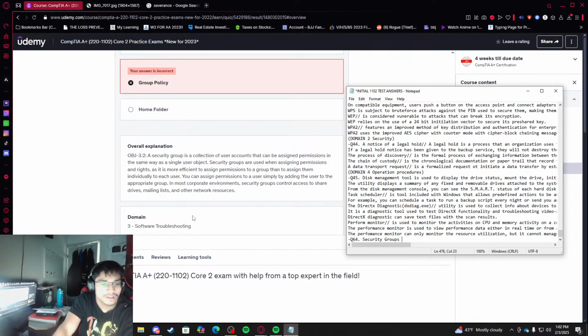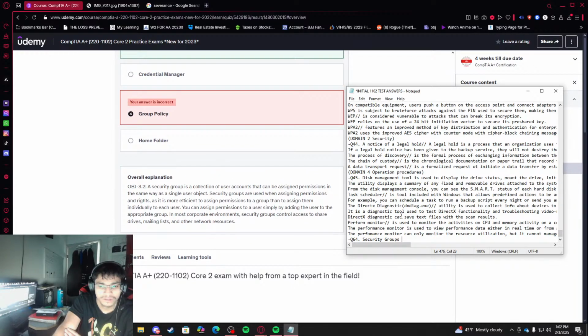Why security groups? A security group is a collection of user accounts that can be assigned permissions in the same way as a single user object. Security groups are used when assigning permissions and rights, and it is more efficient to assign permissions to a group than to assign them individually to each user. You can assign permissions to the appropriate group. In most corporate environments, security groups control access to shared drives, mailing lists, and other network resources.